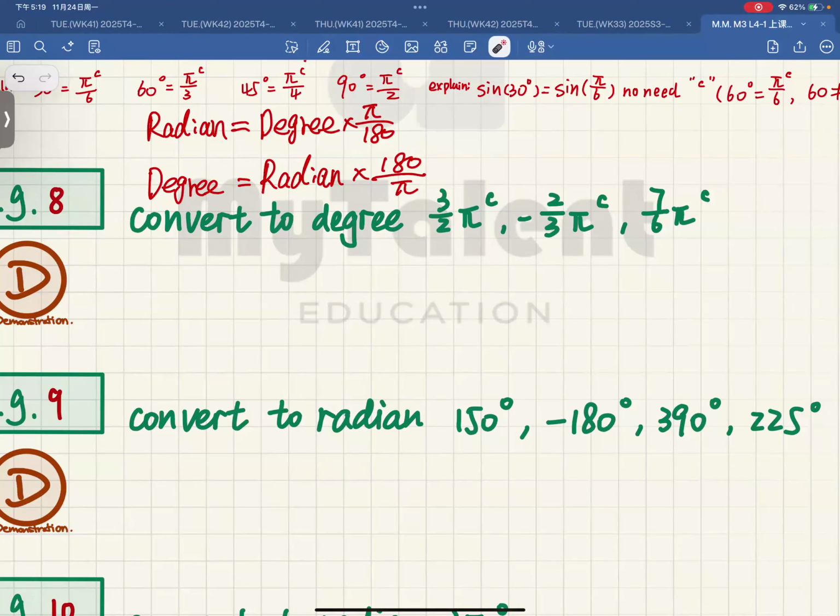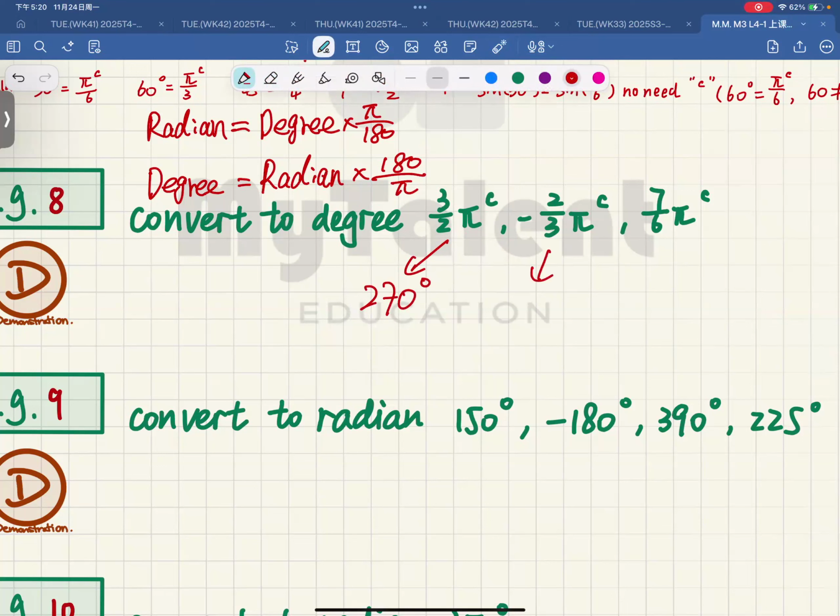Sometimes I prefer to use the whiteboard. I'll just give you the answer, okay? I'm not gonna repeat the process here. So this one is 270 degree. This one is negative 120 degree. This one is 210 degree.